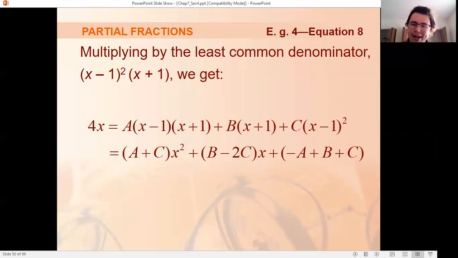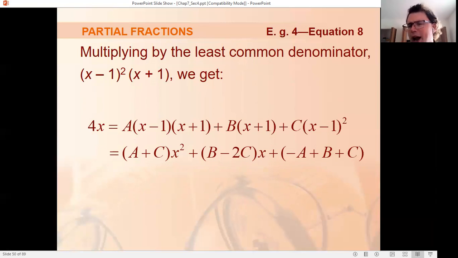So when I do that, some of these denominators will cancel. Some of them will have leftover stuff attached to them too. That's fine. But I can perform my algebra. I can multiply everything out. Left side is a polynomial, right side is a polynomial. So 4 times x equals something times x squared plus something times x plus something.